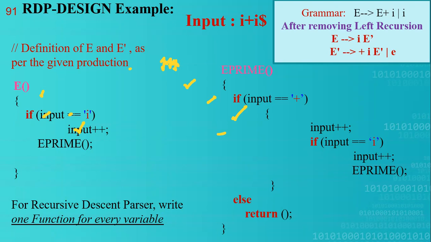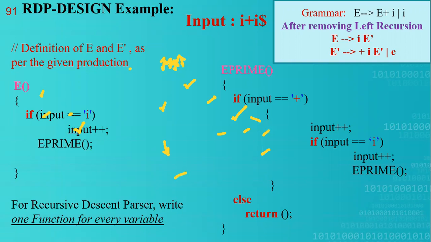Then again we check if input is equal to I. Here also the input pointer is pointing to I, so a match occurs. Now I am incrementing my pointer to this location. Again I am calling E prime. Now I am checking whether my input is pointing to plus. But currently my input is pointing to the dollar symbol, so this test fails. I will go to the else case and return from my function.